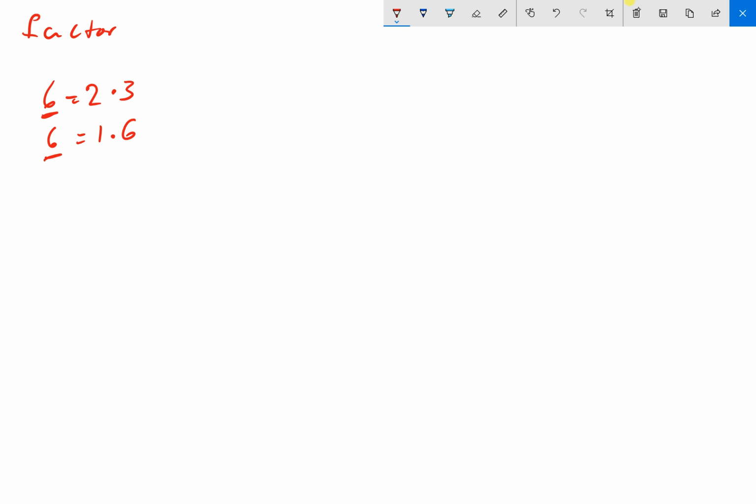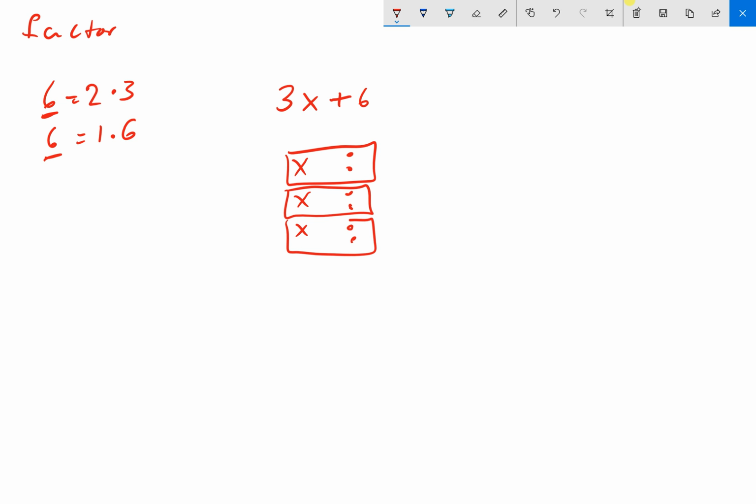So if I had something like 3x plus 6, what I could actually do is I could say, well, if I had 3 x's and I had 6, 1, 2, 3, 4, 5, 6, what do I actually have? I have 3 groups that are all equal. And how much is each group? Well, if you watched the last video, you'll notice that I said, when I talk about groups, I put them in parentheses. Each group is worth x plus 2. And that's it. 3 times the quantity x plus 2 is 3x plus 6.